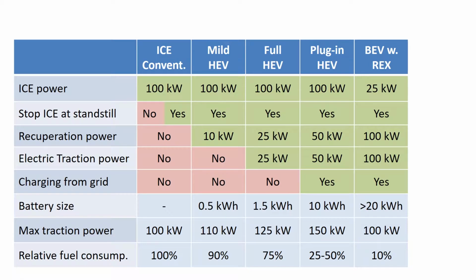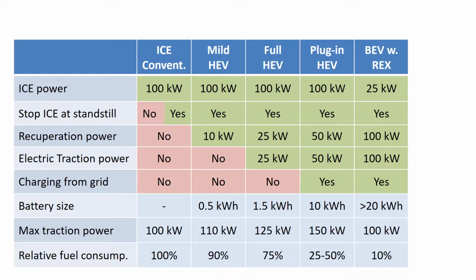It has all the same functions as the plug-in hybrid, but a higher power of the electric machine, about 100 kilowatt. The battery is typically bigger than in the plug-in hybrid, at least 20 kilowatt-hour, to provide the higher power to the electric machine, but also to have longer all-electric driving range.